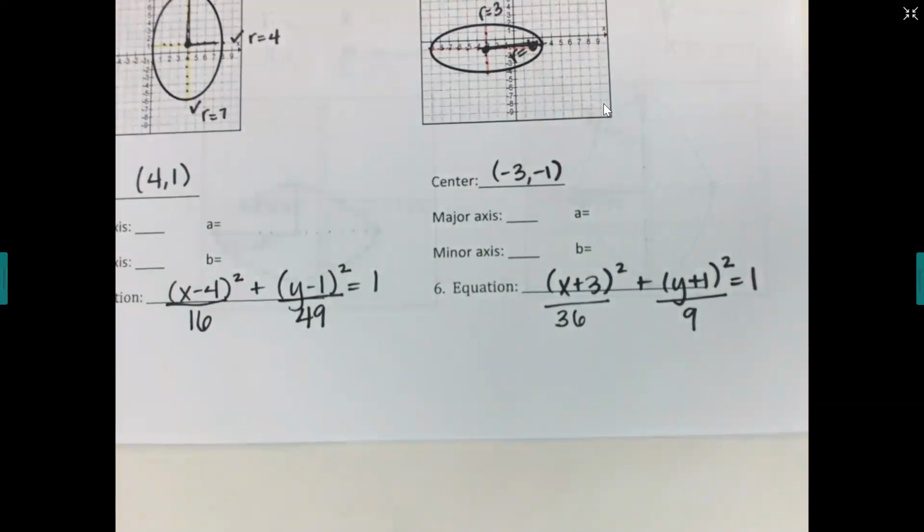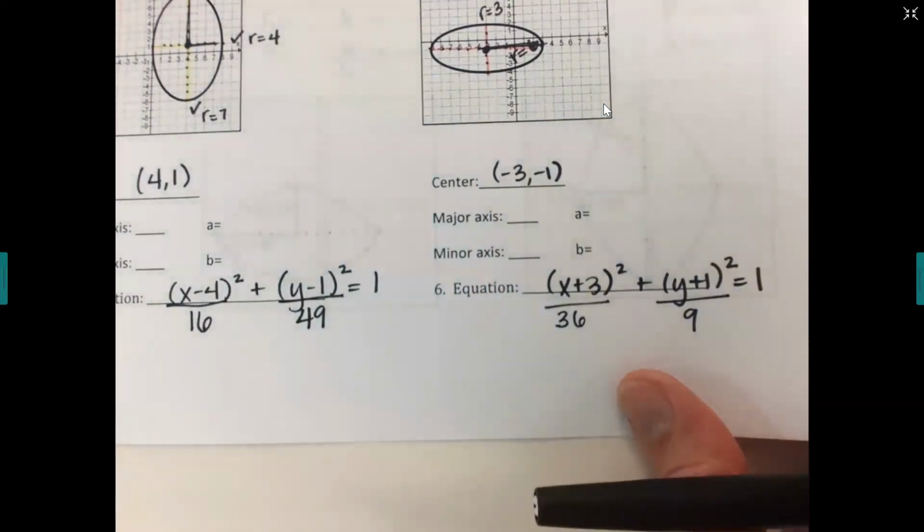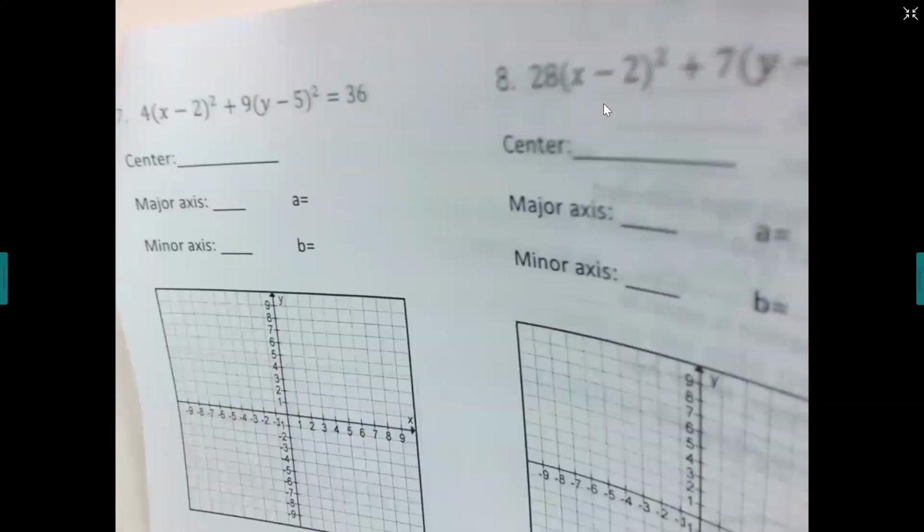Okay, the last thing that we have to talk about is what if your equation starts off in the wrong form? So we covered how to do this with circles. If you know how to do it with circles, it's actually quite similar. So turn the page and take a look at your last section. What did we do? Oh, okay.